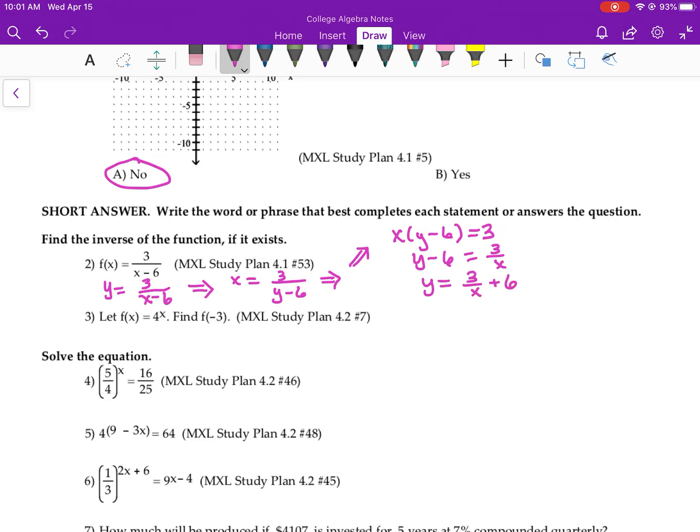And then the answer key will probably have these with a common denominator. So that common denominator is x. So y equals 3 plus 6x over x. F inverse is 3 plus 6x over x.